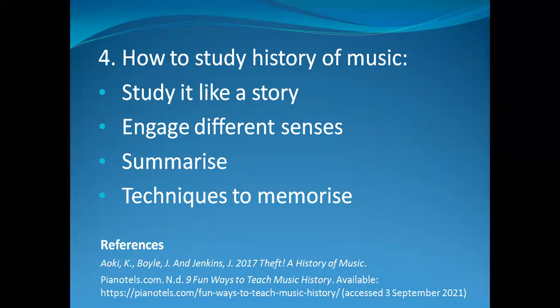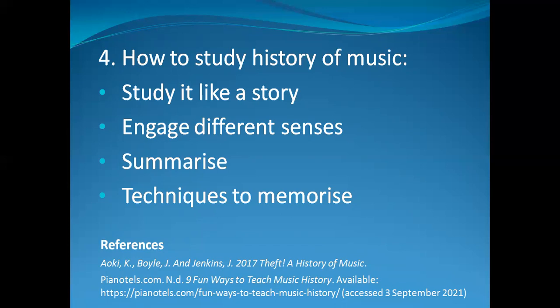Okay, so the first tip that I would like to share with you is to teach your learners that it's like a story. History is really just a story that unfolds. Okay, and if they understand that, it's easier to actually just memorize it and write down the information.